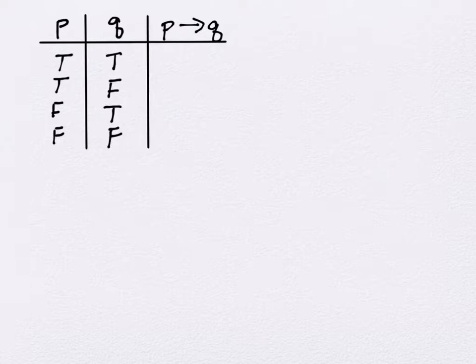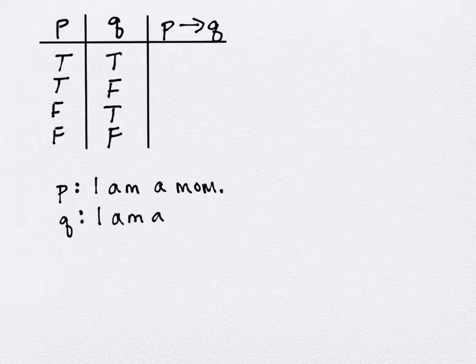So, as a way to talk about this, I'm going to write this down as well. P is going to be the statement, I am a mom. And Q is going to be the statement, I am a woman.